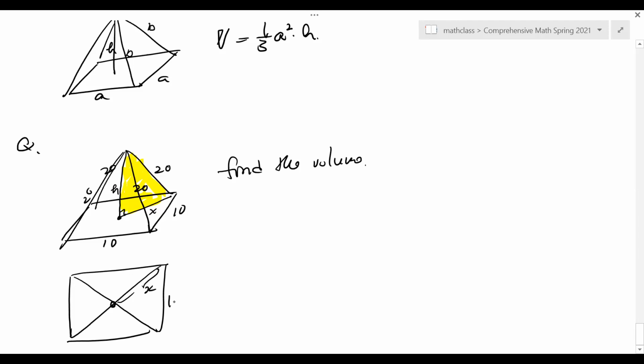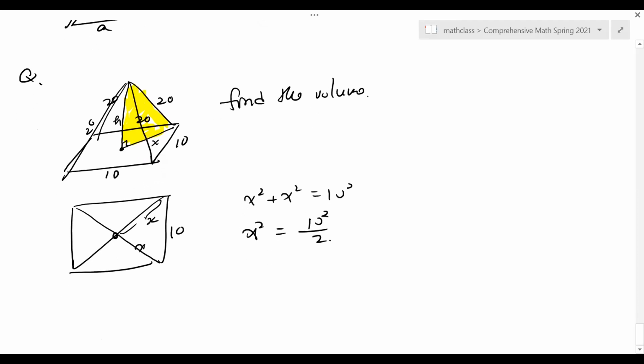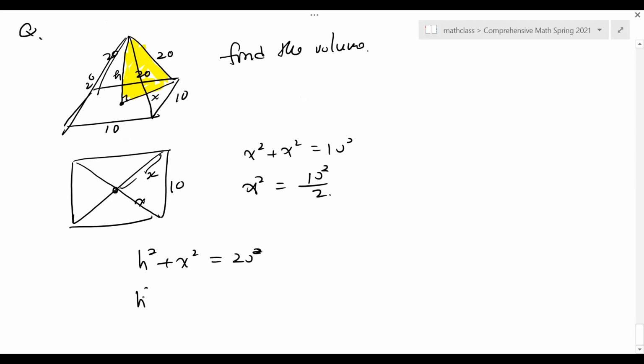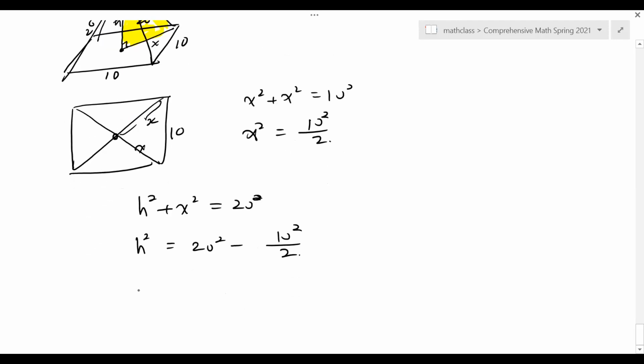Can you get X if this side is 10? The answer is yes, because this is also x. X squared plus x squared equals 10 squared, so x squared equals 10 squared divided by 2. Then you apply the Pythagorean theorem to the vertical right triangle. So h squared plus x squared equals 20 squared, and h squared equals 20 squared minus x squared, which is 10 squared over 2. So finally, h is going to be the square root of 20 squared minus 10 squared over 2.